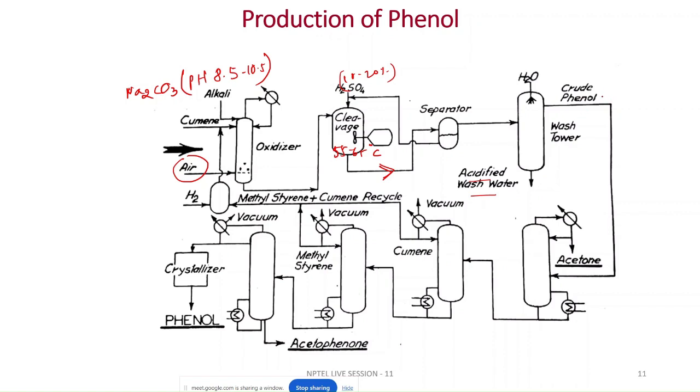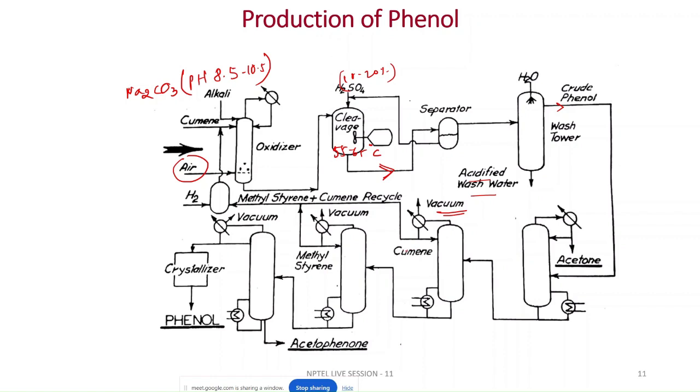Now this crude phenol, whatever is produced from this tower, is being washed and it is then fed to the distillation column where the volatile acetone is being separated as the top product, and the bottom product of this distillation column is taken to the vacuum distillation column. Okay. So to avoid the heating kind of distillation, we are maintaining the vacuum condition here.